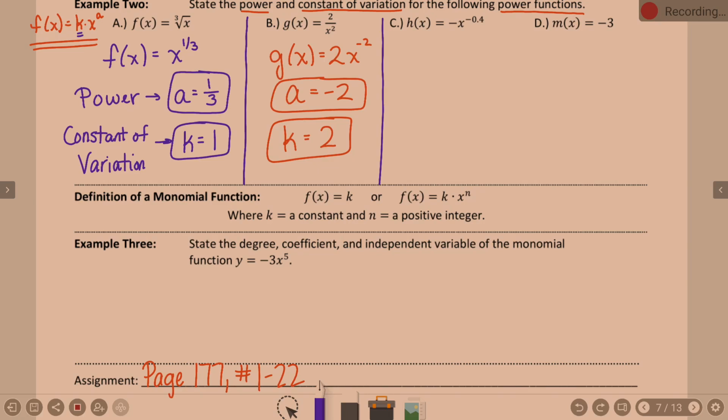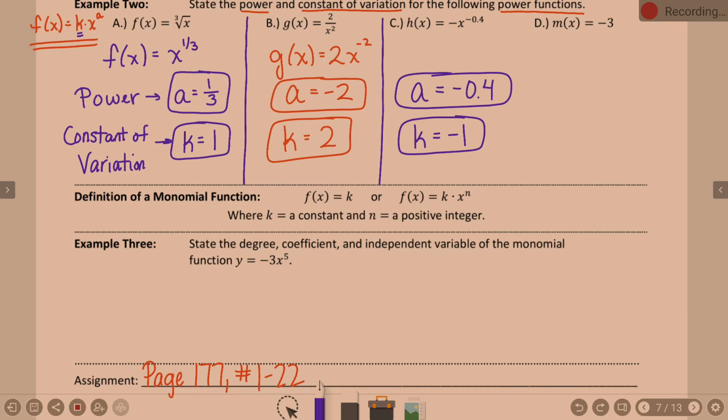C. h of x equals -x to the -4/10. Would your power be -0.4? Are you guys good with that? There's not a trick here necessarily in this one, is there? Other than, well, I'll talk about here in the end. So my power, my a value, is -4/10. What else? Is it your constant of variation -1? Constant of variation is the invisible -1 out front, yes?